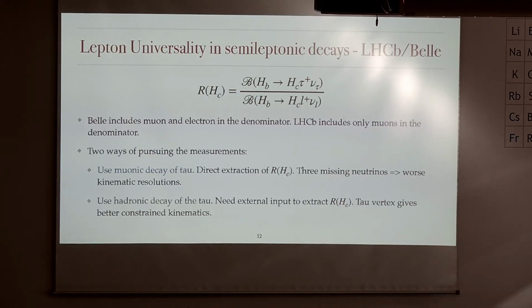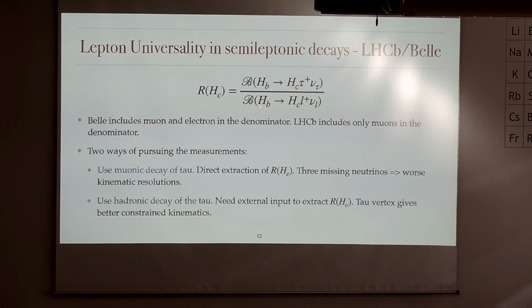Now we can do the same thing with semi-leptonic decays, and here is LHCb and Belle, and this is this ratio. This is semi-leptonic, so we have only one charged lepton in the final state, and here we compare the tau lepton with muons or electrons or both together. Belle includes muon and electron, LHCb only includes muons in the denominator. And this is also a ratio, but here the H is in parentheses, and this means that this is the semi-leptonic version of this coefficient.